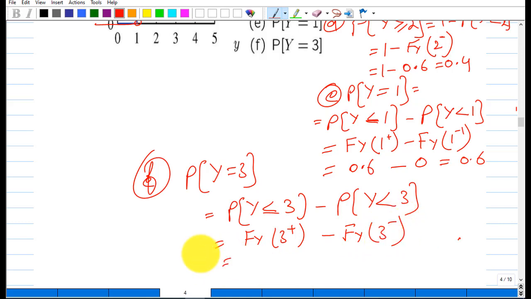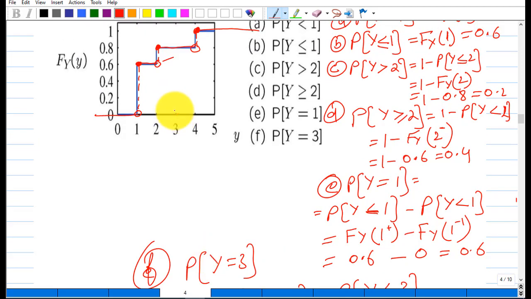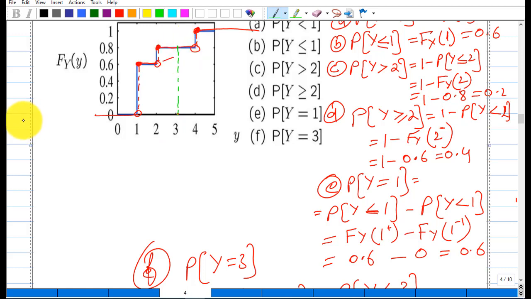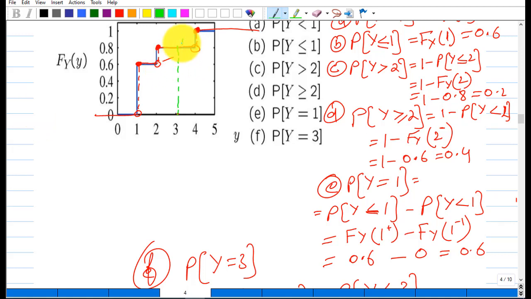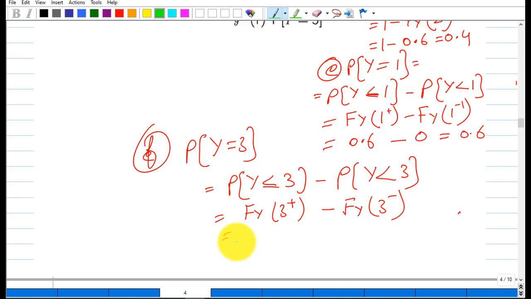If we look at this graph, 3 is here. 3 plus is just after 3, and 3 minus is just before 3. So it is 0.8, and similarly it is also 0.8. So we can easily find that the probability of Y equal to 3 is exactly 0.8 minus 0.8, which is 0.